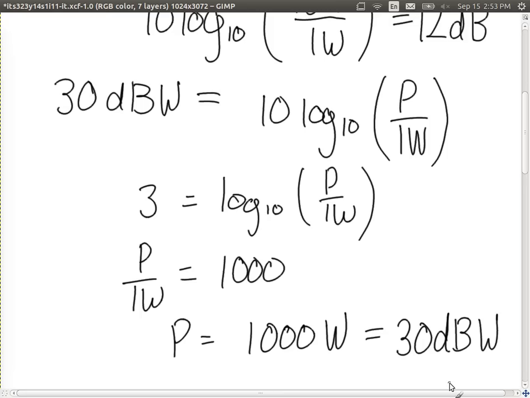Any questions? Why did I use 1 watt? Because that's the common reference point that's used in many systems. Yes, it's fixed. When we write dBW, it means 1 watt as the denominator. We don't have to use it. There's a few other values which are common. We'll see one other. The other common value is, instead of having 1 watt here, to have 1 milliwatt.